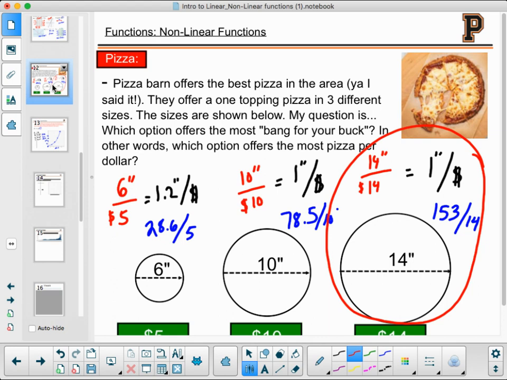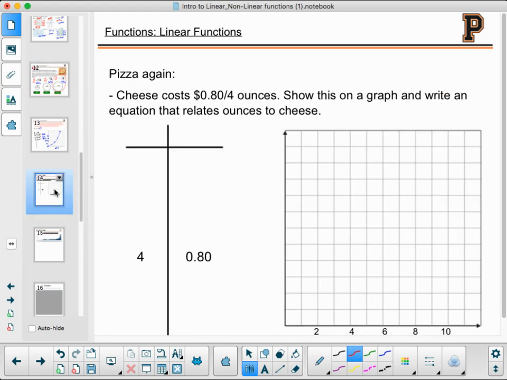Okay. So again, there's a lot of different examples of linear and nonlinear functions. We take pizza again. Notice you've got a theme today. Cheese costs about 80 cents per 4 ounces. Show this on a graph and write an equation that relates ounces to cheese. So if we've got the ounces over here as our independent variable, and then the cost as our dependent variable, we've already got 4 per 80, which means that we've got approximately 20 cents per 1 ounce.